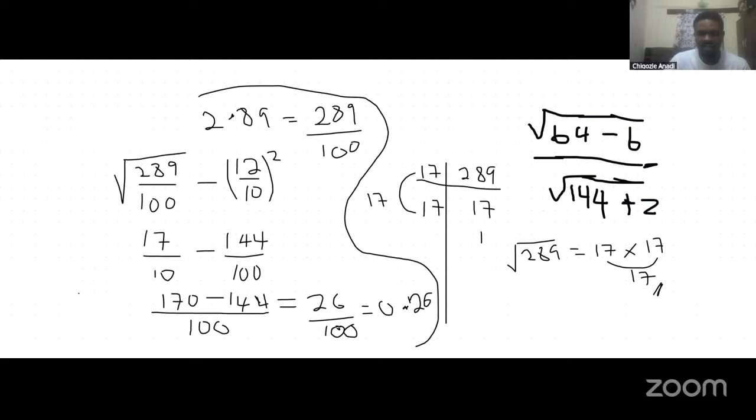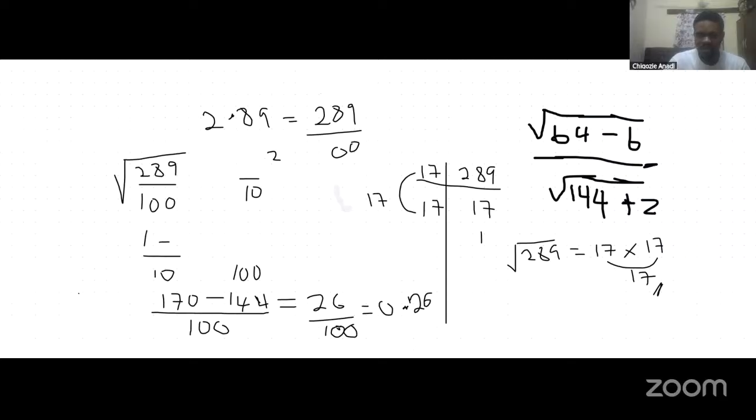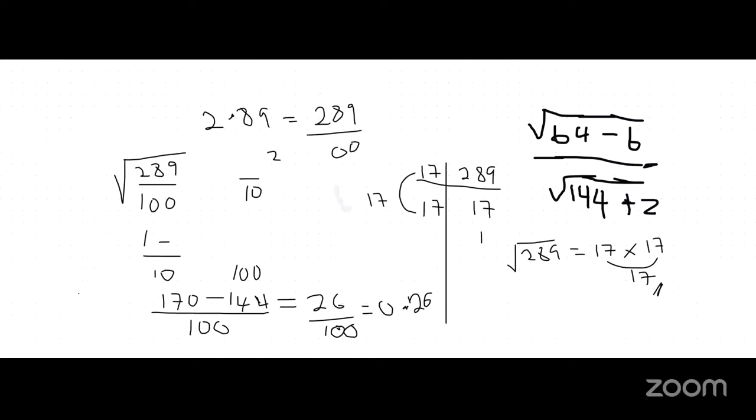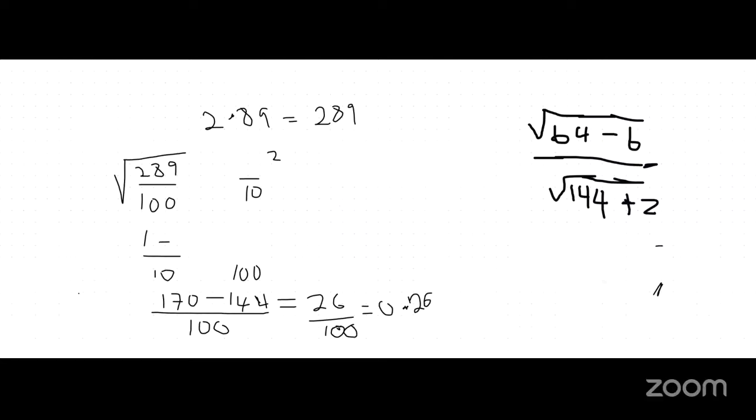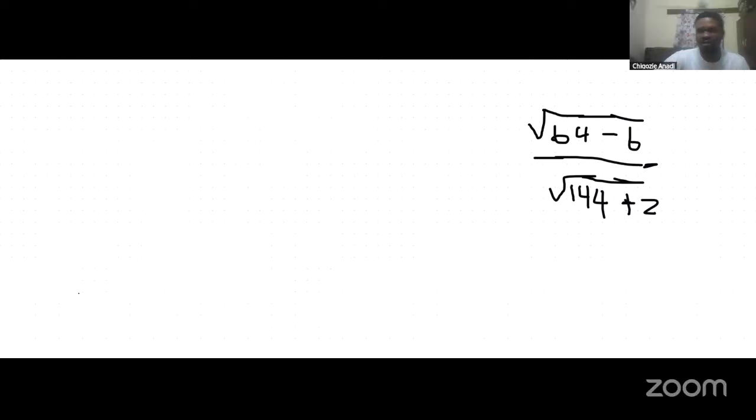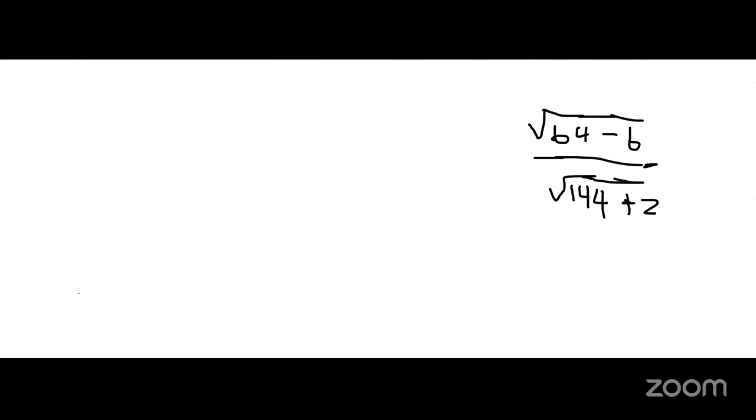Now, for this last question, if I'm correct, this is the last question you wrote on the whiteboard. It says square root of 64 minus 6 over square root of 144 plus 2. Okay, so now this square root is covering both numbers, right? Yeah. Okay, beautiful.